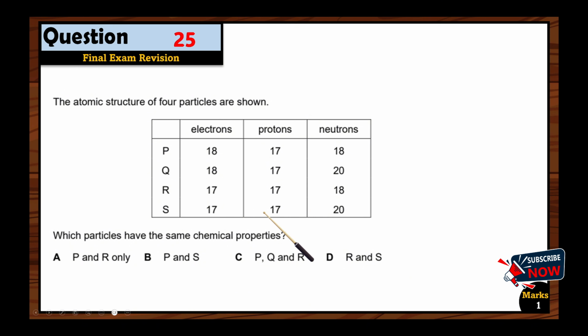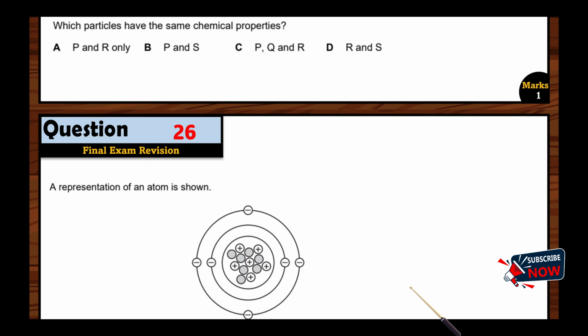Now we are only left with R and S. And the neutrons are different. That's okay because they are isotopes. So it means R and S is the right option, option D.